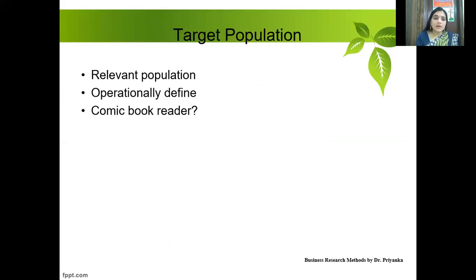What do you mean by target population? Though we have discussed it once again with some examples, it is the relevant population related to your study. Why are we discussing target population again here? Because this is the first step of our study when it comes to sampling. So the relevant population, or total population, might be operationally defined, or you can say all the comic book readers in one city, one state or in one country. Though it would be a very large population, you can still take it as a target population.